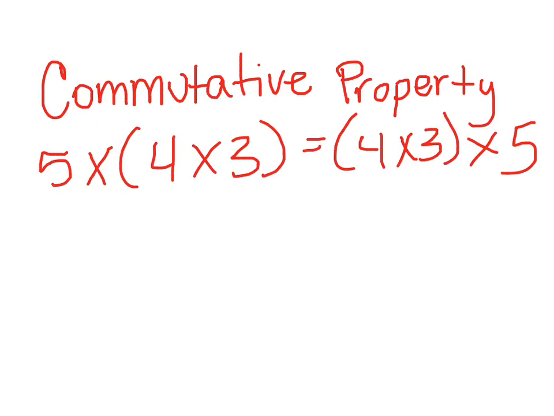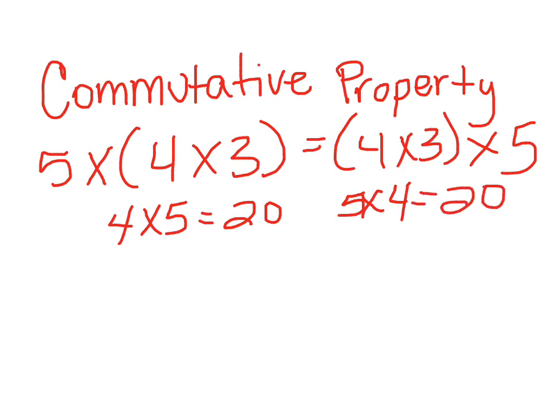This is the same thing as saying 4 times 5 equals 20 and 5 times 4 equals 20. I just flipped the numbers around, but I received the same answer. Okay, so that's the commutative property. You can flip the numbers around and you're still going to get the same answer.